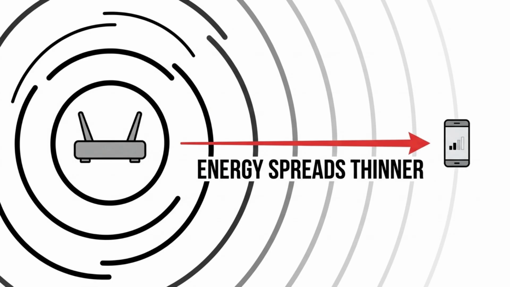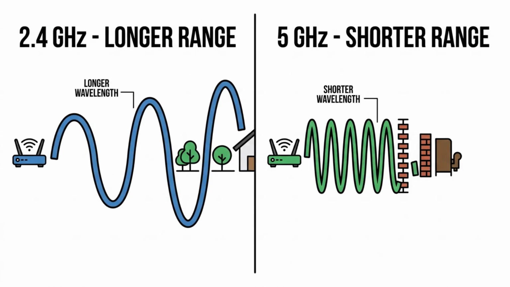As that sphere grows larger, the same amount of energy has to stretch to cover more and more space. That's why the signal on your phone gets weaker the farther you walk from your router. The energy isn't disappearing, it's spreading thinner. The two main Wi-Fi bands behave differently as they spread.